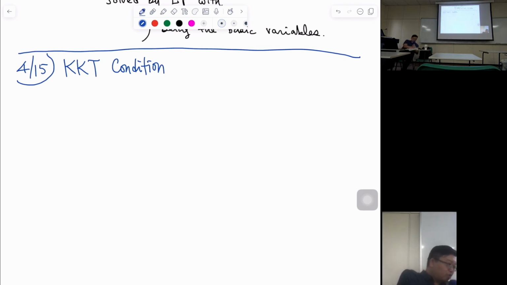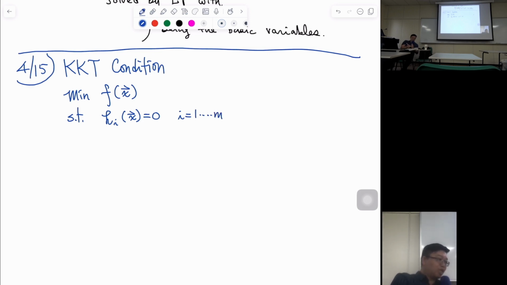For a general optimization problem, you're minimizing f of x. You can have multiple x, a multi-dimensional problem, and you can have a bunch of constraints. I would like to start with the equality ones, where i goes from 1 to m. So you have m equality constraints, and then you have a bunch of inequality constraints, where the index goes from m plus 1 to n. You have, in total, n constraints.